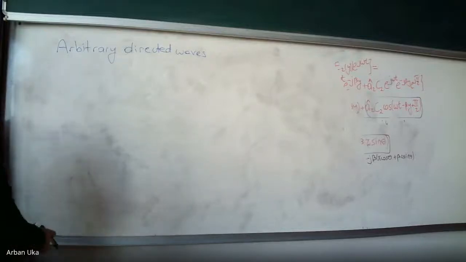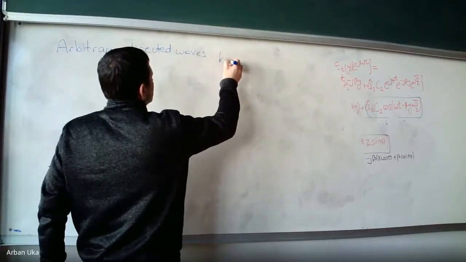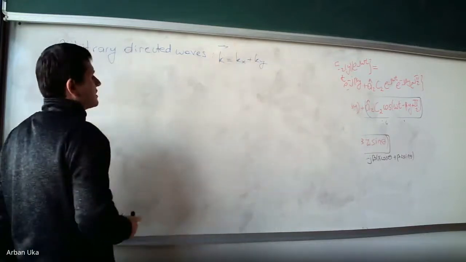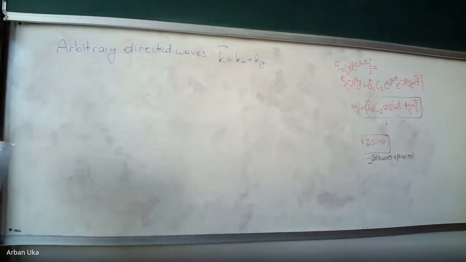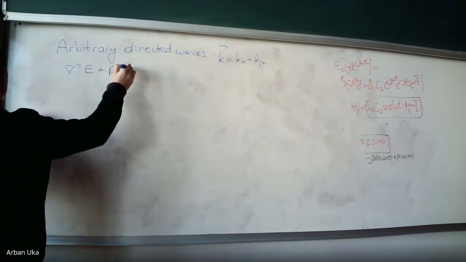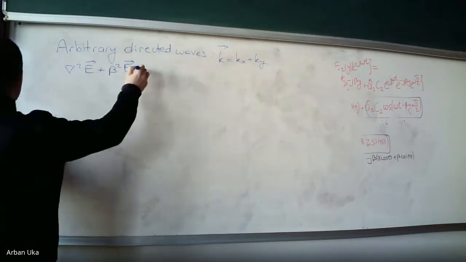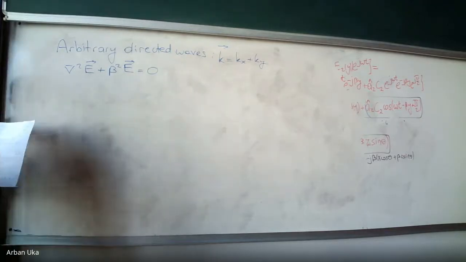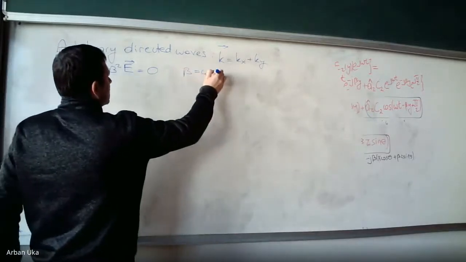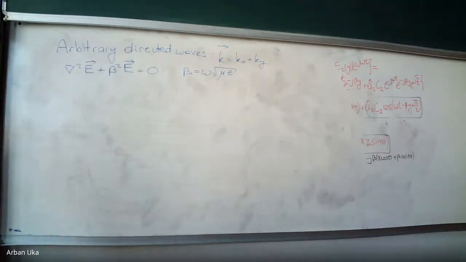directed wave, which means that the k vector can be kx plus ky, or kx plus kz. Now, we know that the general wave equation is the second space derivative of E plus beta squared E, and this is equal to 0. Here, beta is equal to omega times the square root of permeability times permittivity. So this is what beta is.